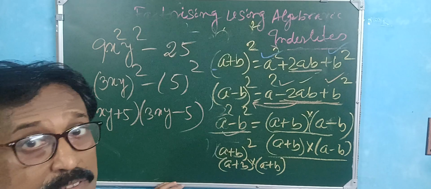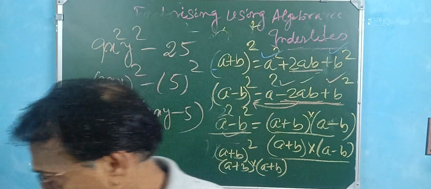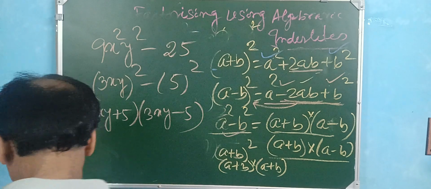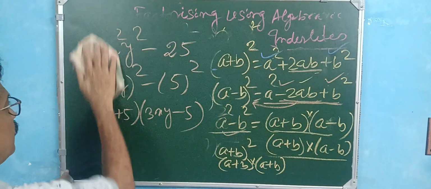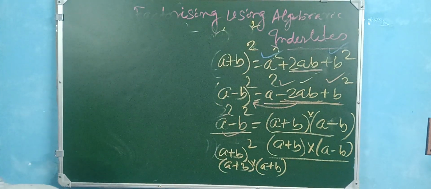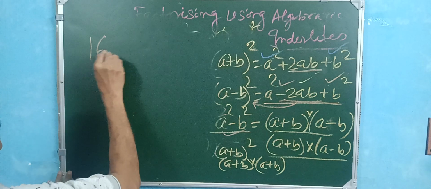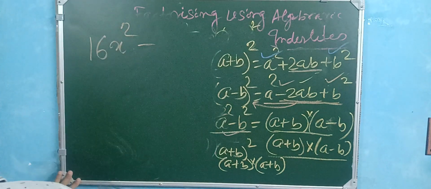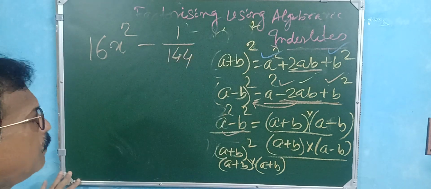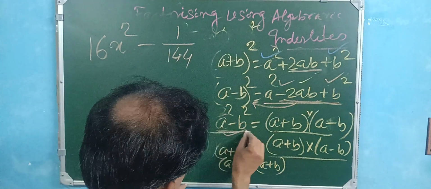Clear? Okay. In this way, solve the sum. No sum will be very tough for you. I just show you the very easier way. Just now the sum is this: 16x square minus 1 by 144. No problem. You just arrange this in this way.